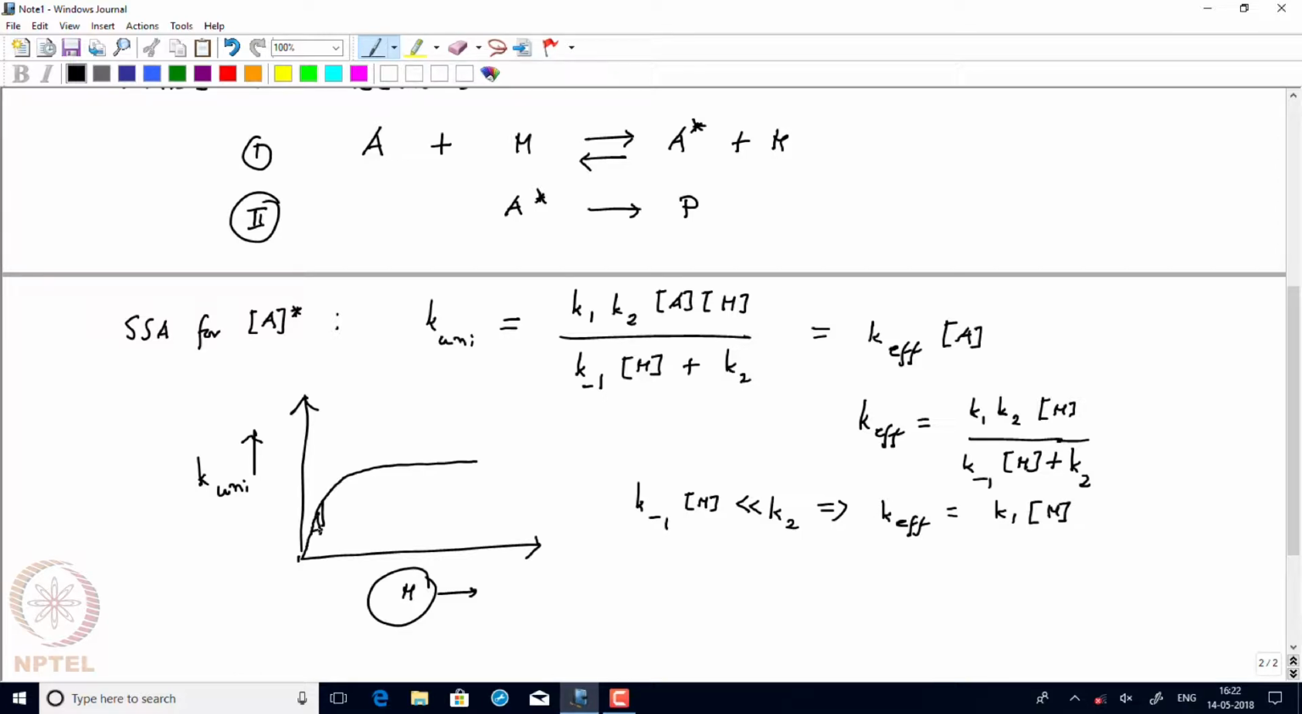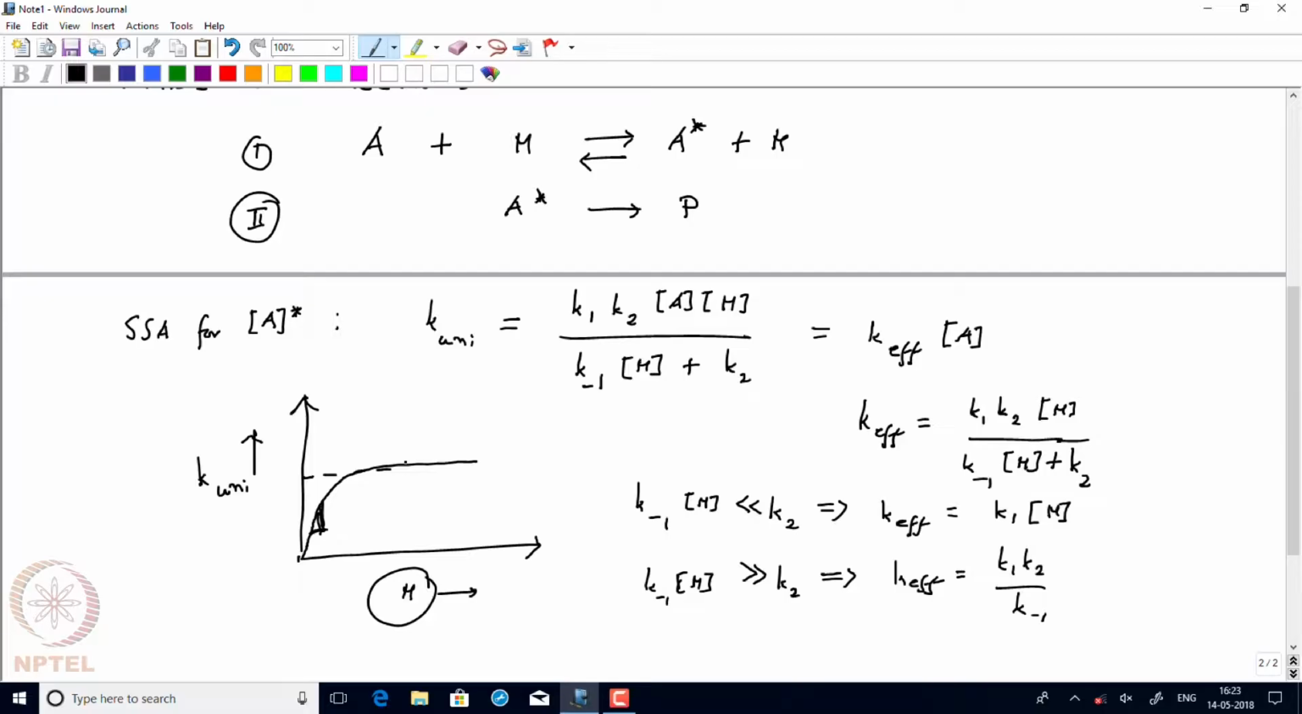So, that is the linear dependence in the low pressure regime. In the very high pressure regime, you will have the other constraint: k2 is much smaller than k_-1 into M. So I will ignore this other term k2, and then the M actually cancels. So, then you will have k1 k2 by k_-1, which is a constant, and that is why you see a flat line. It does not change with the total pressure.